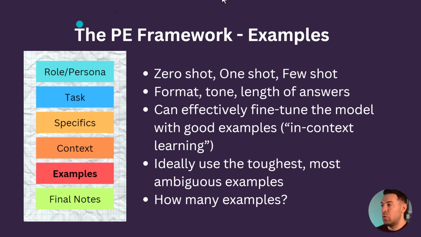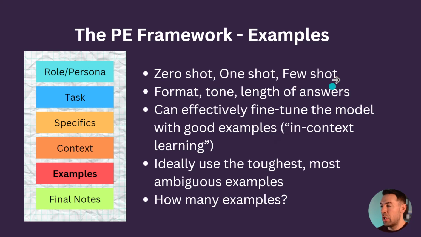You can also specify the format, the tone, and the length that you want the answers to be. For instance, a lot of times when ChatGPT will produce an answer, it will say, you know, the answer is 25. Oftentimes you'll just want it to say 25 with no additional text. That's where you can use these examples to great effect to really dial in exactly how you want it to sound and look.